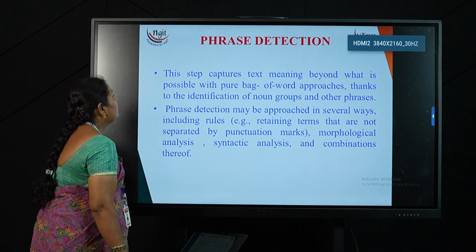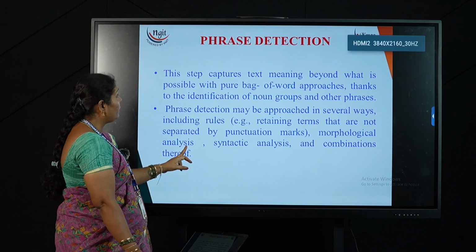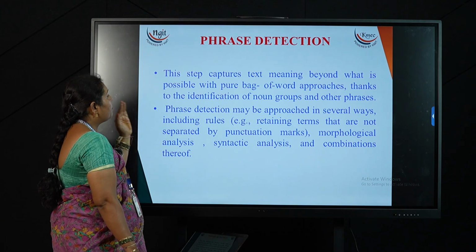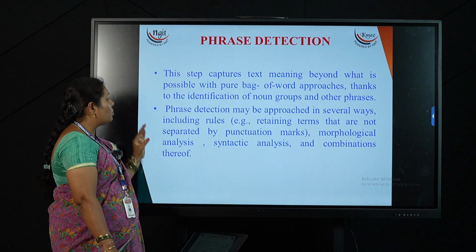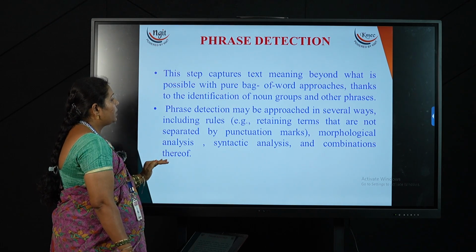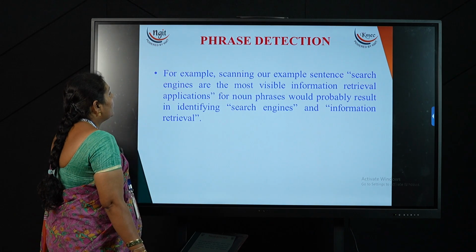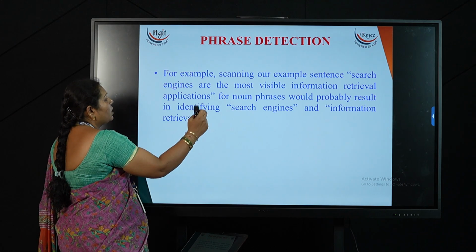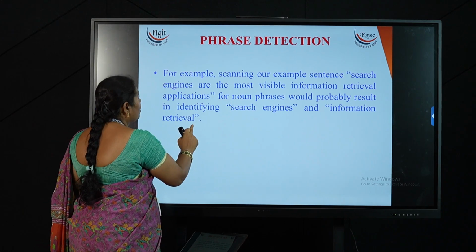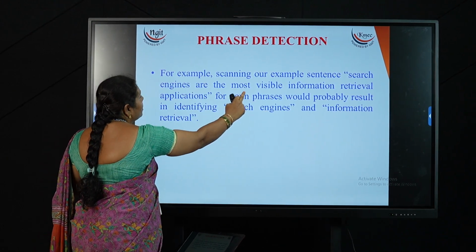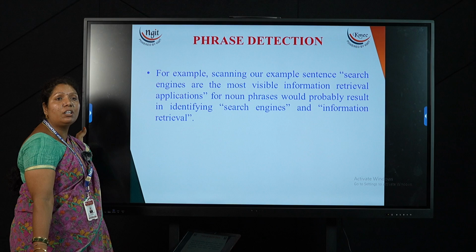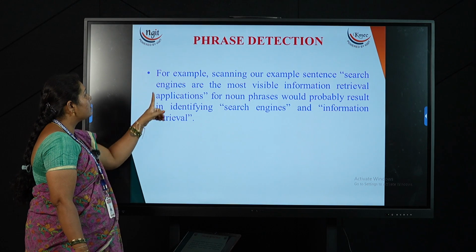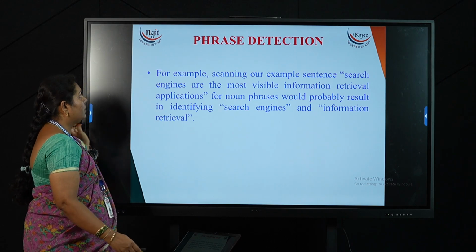The next one is phrase reduction. What exactly are we going to do? For example, you are maintaining a phrase where you have to know the basic concept of the sentence, its basic meaning. If you see the example, search engines are the most visible information retrieval applications. What is the basic phrase? Search engine and information retrieval. "Are the most visible" is not required for searching the relevant information. So the important phrases you concentrate on are search engines and information retrieval.